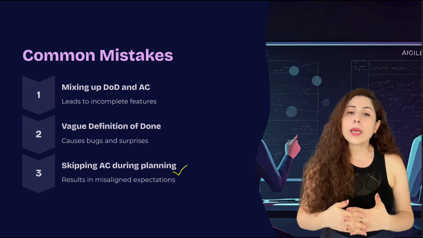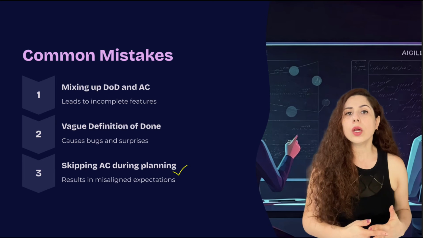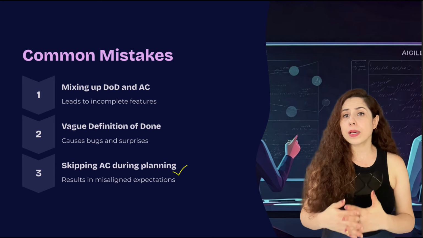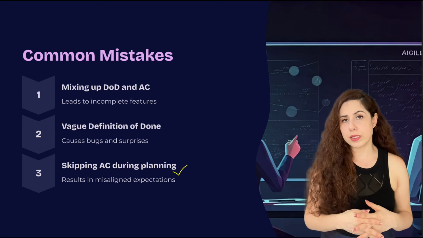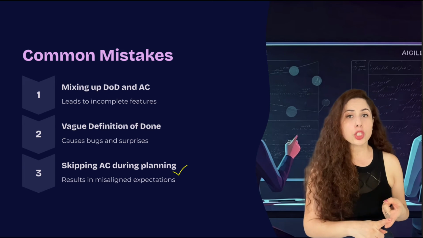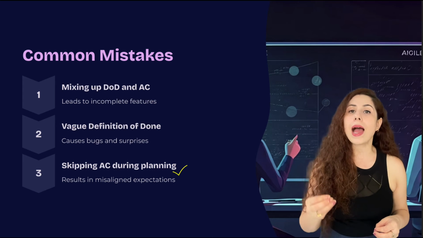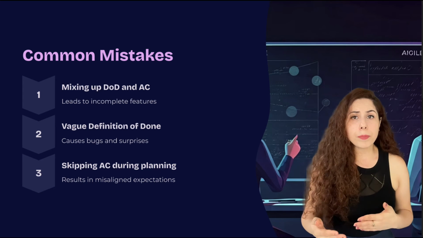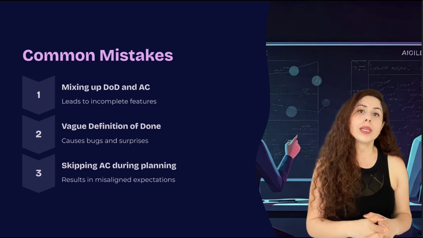Next is skipping acceptance criteria during planning. If you don't define what a story should do clearly, the developer might build something different from what the product owner or the customer expects. To avoid this, always review both the definition of done and acceptance criteria during the backlog refinement and sprint planning meetings. Talk about them during daily scrum and use them in your sprint reviews to check if a story is really done or not.